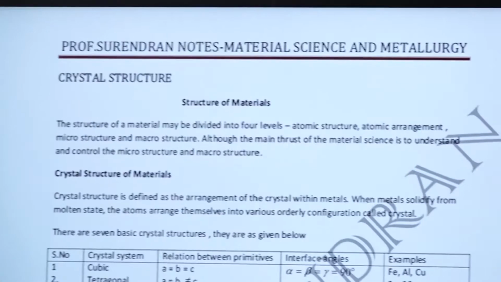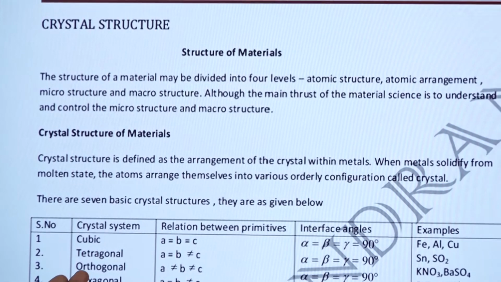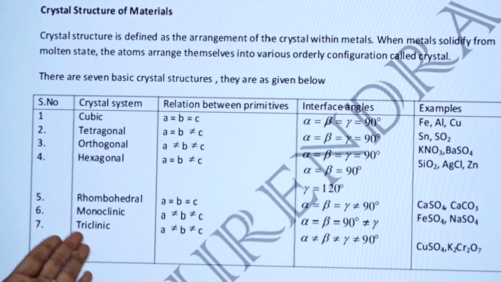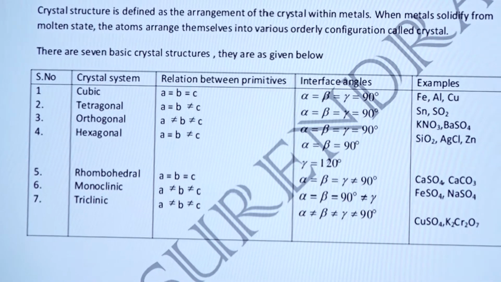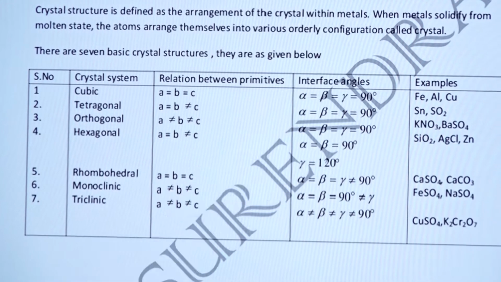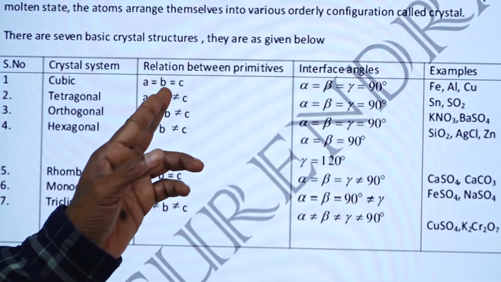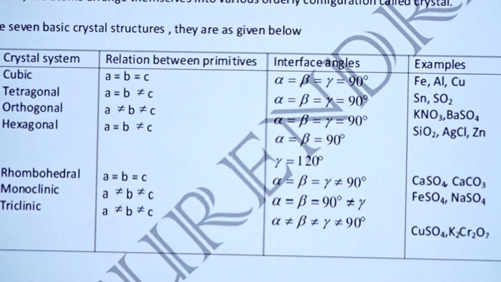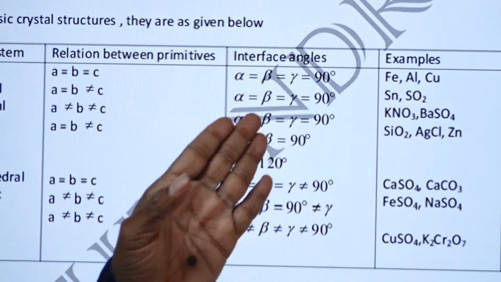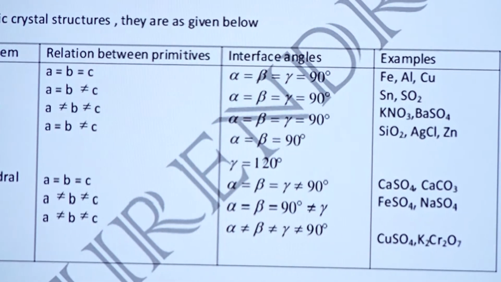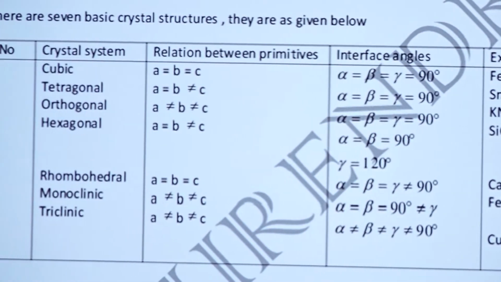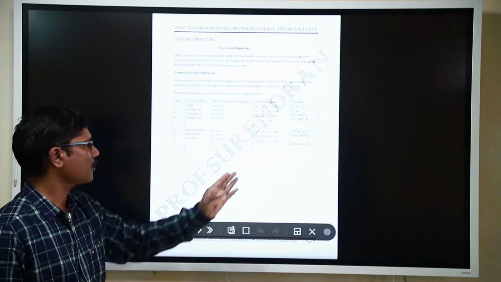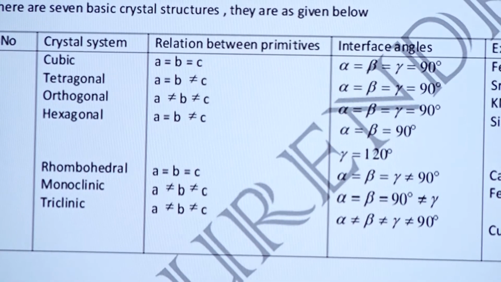Next, crystal structure. The types of crystal structure are cubic, tetragonal, orthogonal, hexagonal, rhombohedral, monoclinic, and triclinic. Here we have to consider the relation between the primitives and interfacial angles. For cubic, all the sides are equal and all the angles are equal to 90 degrees. Iron, aluminium and copper come under the cubic system. Then tetragonal: one side is not equal and all angles are equal to 90 degrees. Tin is a very good example.